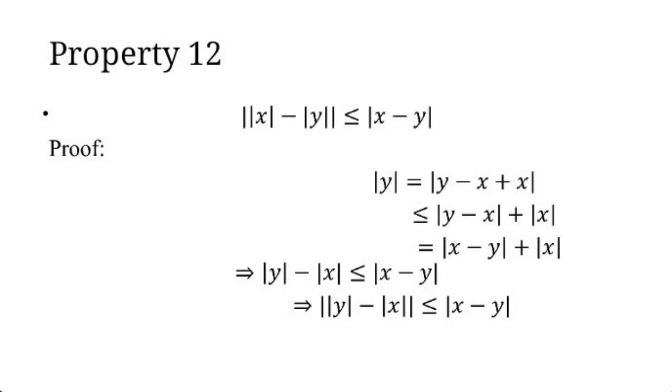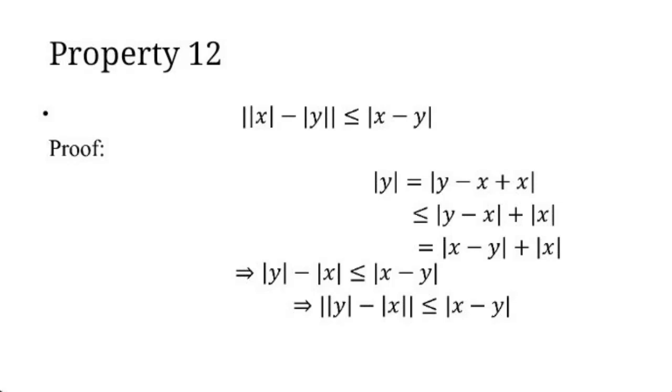Property 12. The absolute value of the difference between the absolute values of x and y is less than or equal to the absolute value of the difference between x and y. This is called the reverse triangle inequality. It tells us that the difference between how far x and y each are from 0 cannot be larger than the distance between x and y themselves. So, the difference between the lengths from 0 cannot exceed the total distance between the two numbers.